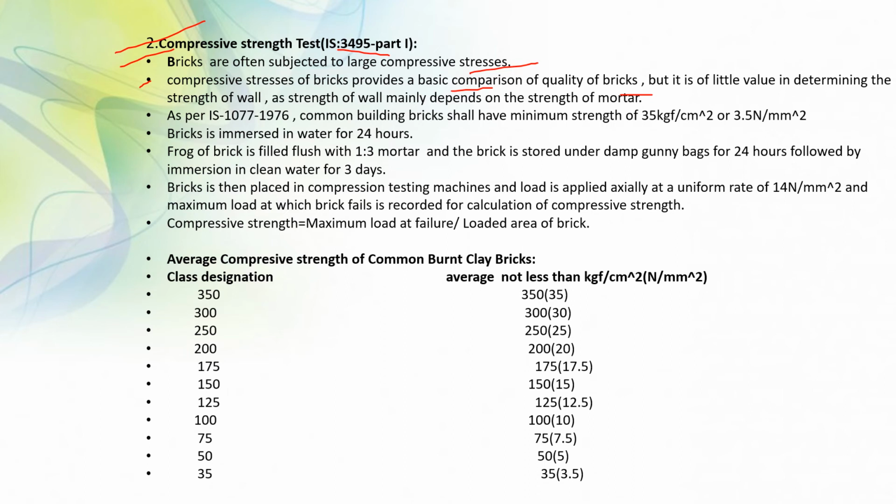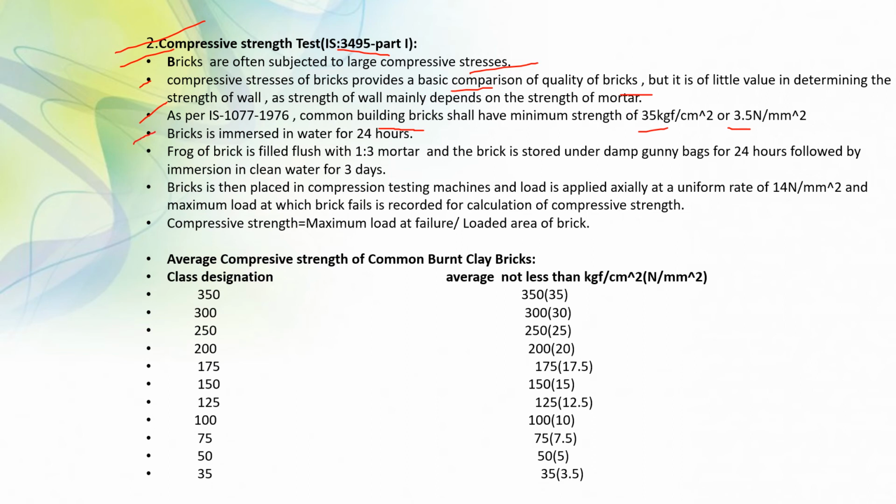As the strength of a wall mainly depends on the strength of mortar. As per IS 1077:1976, common building bricks shall have a minimum strength of 35 kgf per square centimeter, or 3.5 Newton per square millimeter.